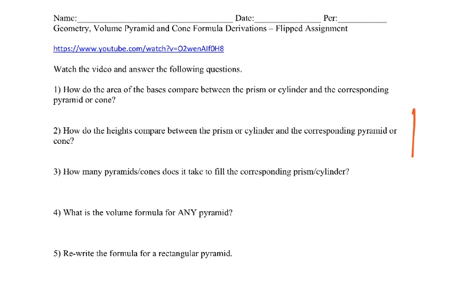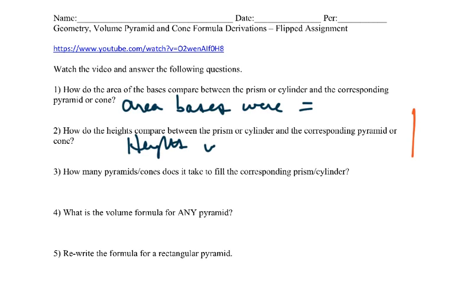Okay, so how do the areas of the bases compare between the prism or cylinder and the corresponding pyramid or cone? So you had three pairs of solids there. You should have noticed that the areas of the bases were equal. That's really important. Also, the heights were equal.